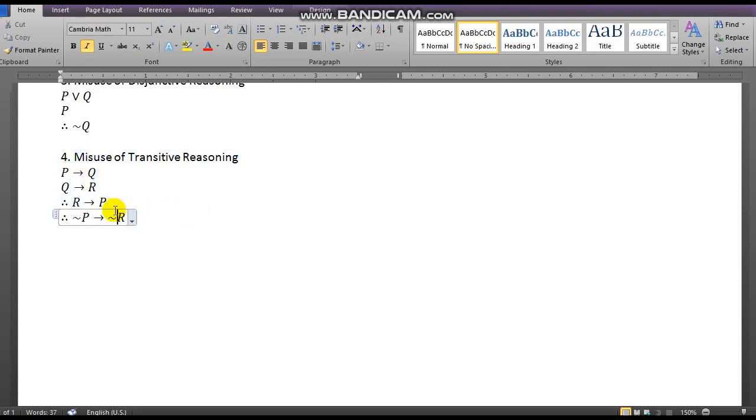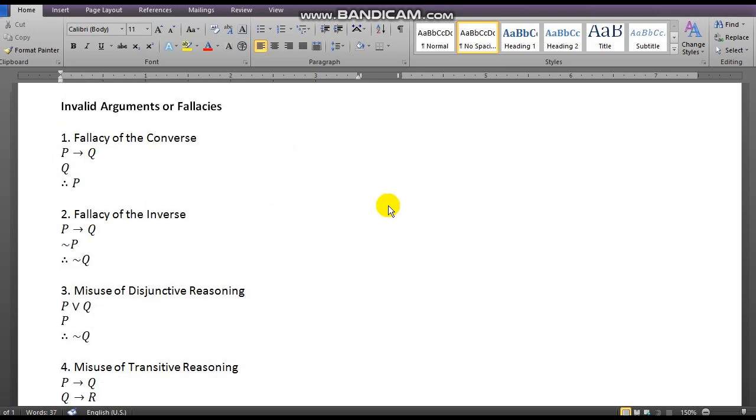In the same manner, if we imply that not P implies not R, that is also a false statement. We are committing the misuse of transitive reasoning. Let us observe that this stems from the hypothetical syllogism. So these are the four invalid arguments or fallacies.